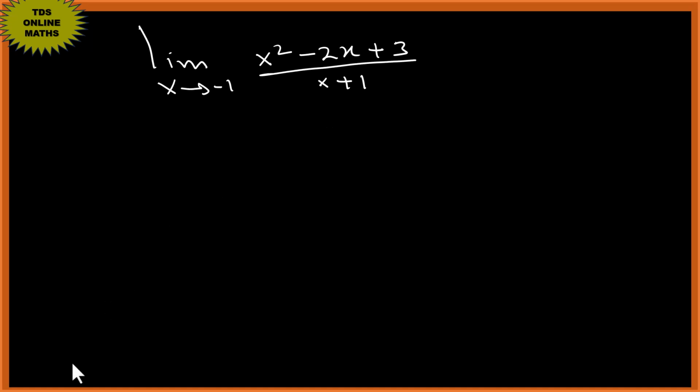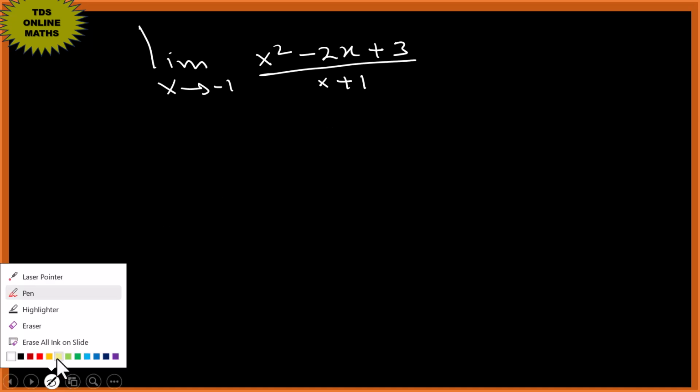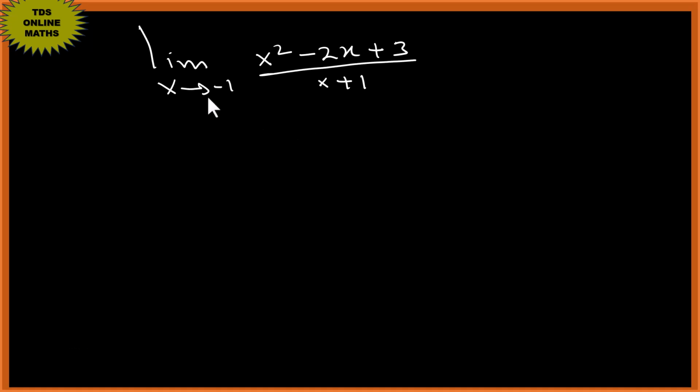All right, let's evaluate this limit. Now, if we plug in negative 1, this side will be 0, which makes it undefined. So we need to simplify the expression to its lowest term. The numerator x squared minus 2x minus 3 is a quadratic, so let's write the factors.